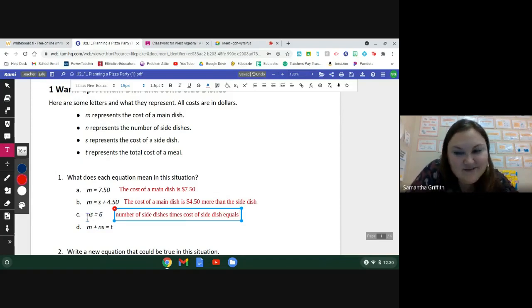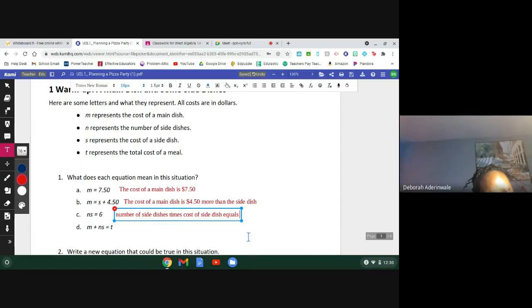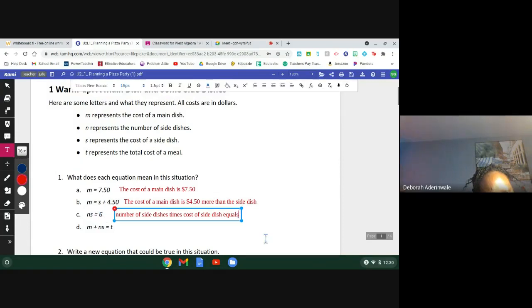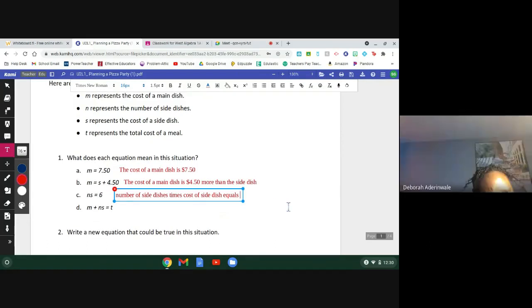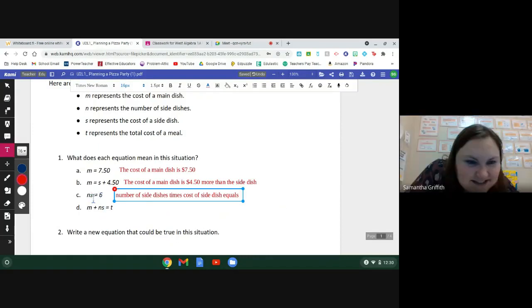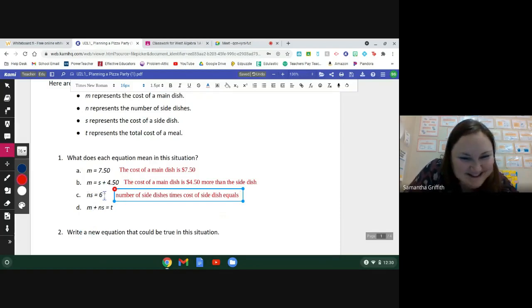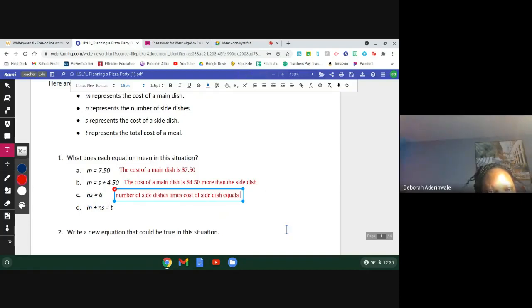Number of side dishes times cost of side dish equals NS. So let's finish what the equation's telling us. We've got NS equals 6. So this is saying when you take the number of side dishes times the cost of a side dish, it equals 6. I'm looking at C right here. Number of side dishes times cost of the side dish itself will give us the total cost of your meal. Read the entire equation for me. NS equals 6. The number of side dishes times the cost of side dishes will give us the price of the side dishes, depending on the number.